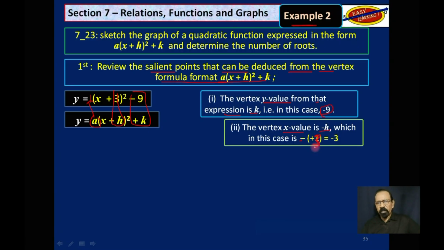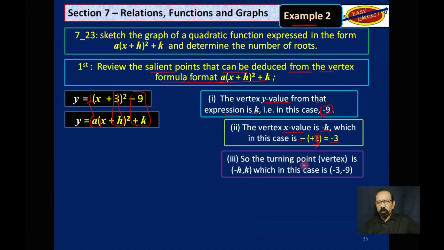That's a positive 3 there, which would give us negative 3. So the turning point, the vertex, is negative h, k, which is negative 3, negative 9. So the turning point is negative 3, negative 9.